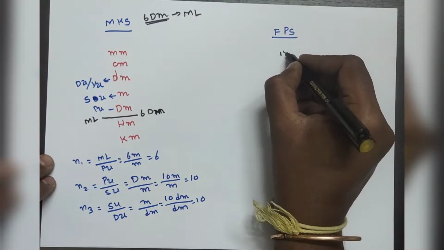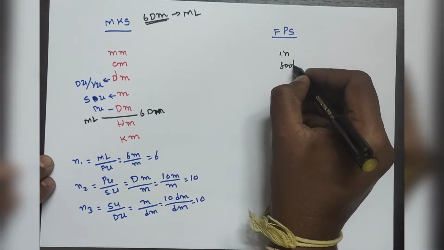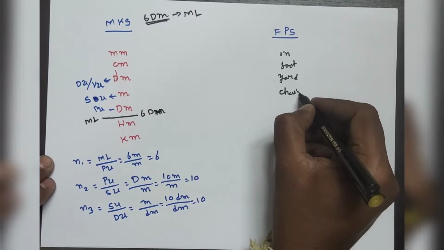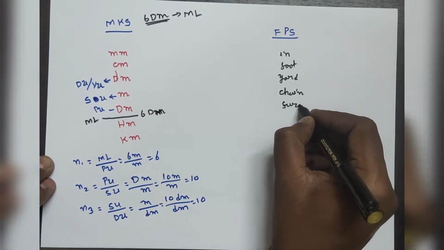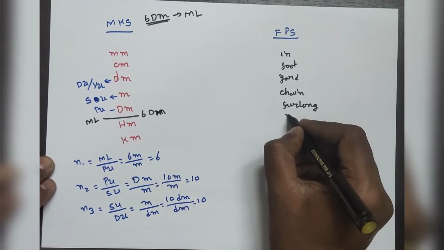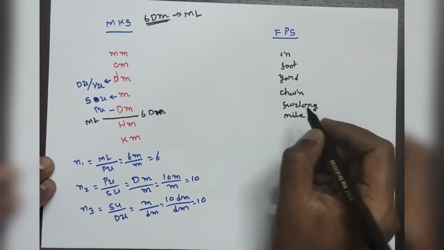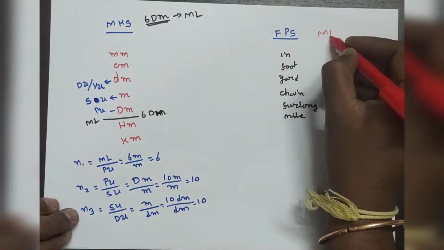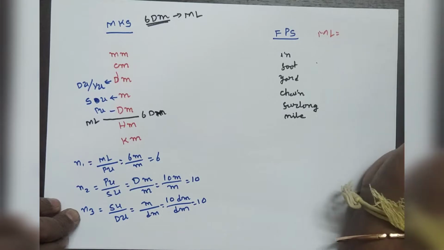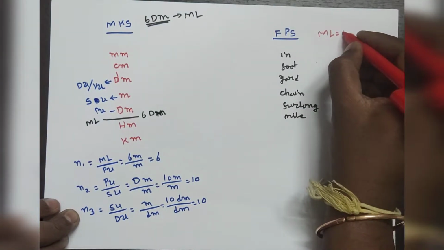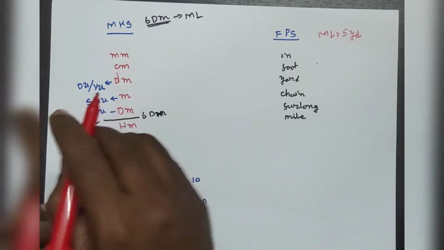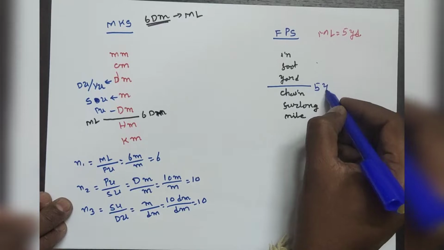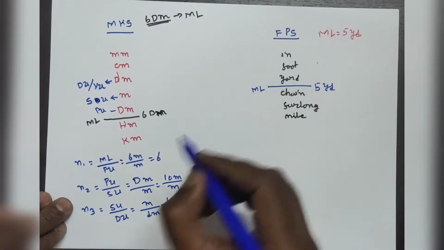We will start with inch, then foot, yard, chain, furlong, mile. Now let us consider in the problem the maximum length is given as some particular 5 yards. Then what will happen in this case? So it lies here, 5 yards. This is your maximum length.